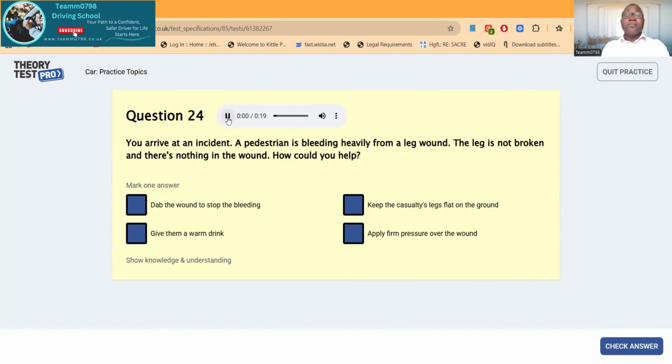You arrive at an incident. A pedestrian is bleeding heavily from a leg wound. The leg is not broken and there's nothing in the wound. How could you help? Dab the wound to stop the bleeding. Keep the casualty's legs flat on the ground. Give them a warm drink. Apply firm pressure over the wound. Okay, apply firm pressure.